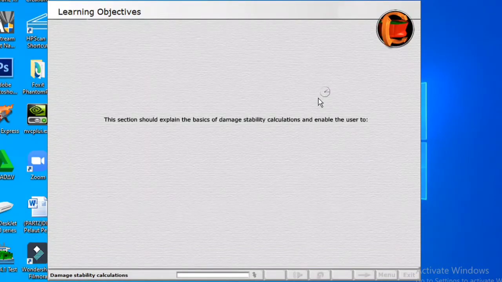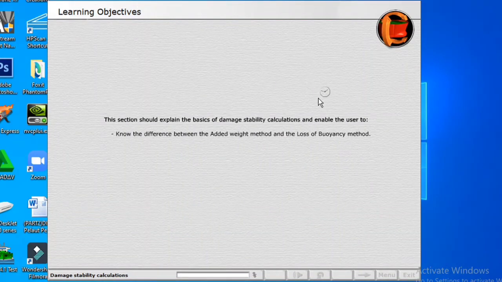This section should explain the basics of damage stability calculations and enable the user to know the difference between the added weight method and the loss of buoyancy method. Use the added weight method. Understand how GZ is affected by damage.